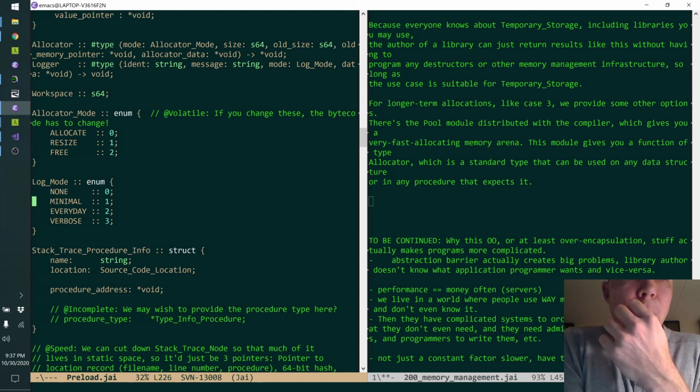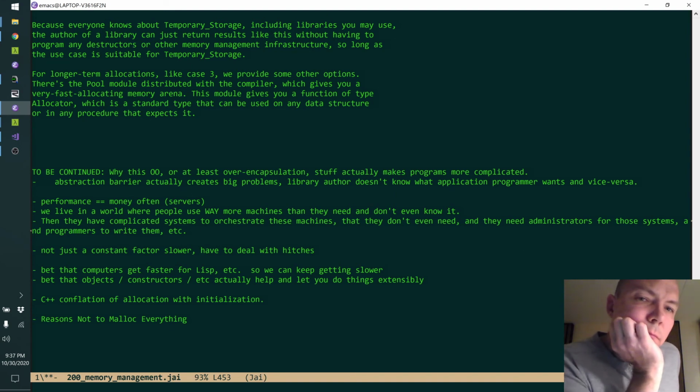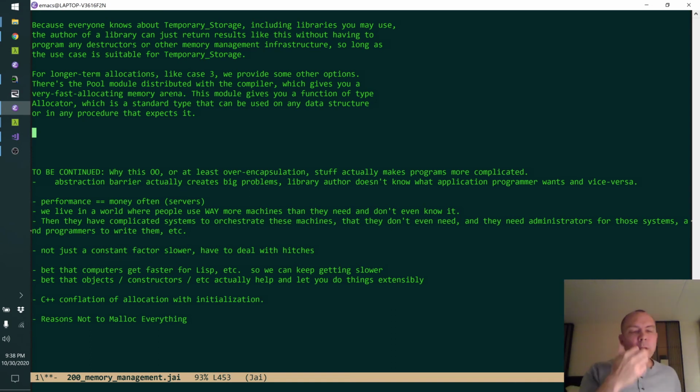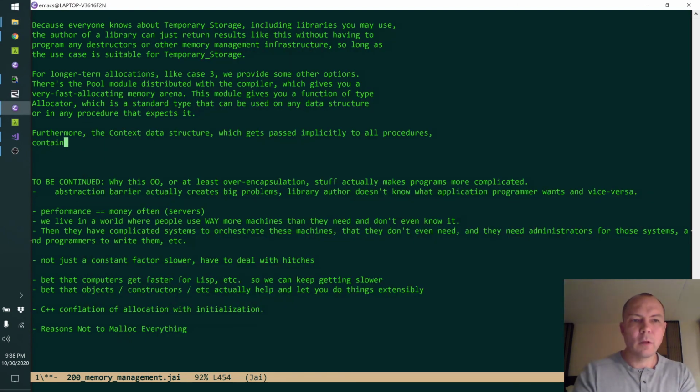Furthermore, the context data structure, which gets passed implicitly to all procedures, contains a default allocator that you can override at any time.